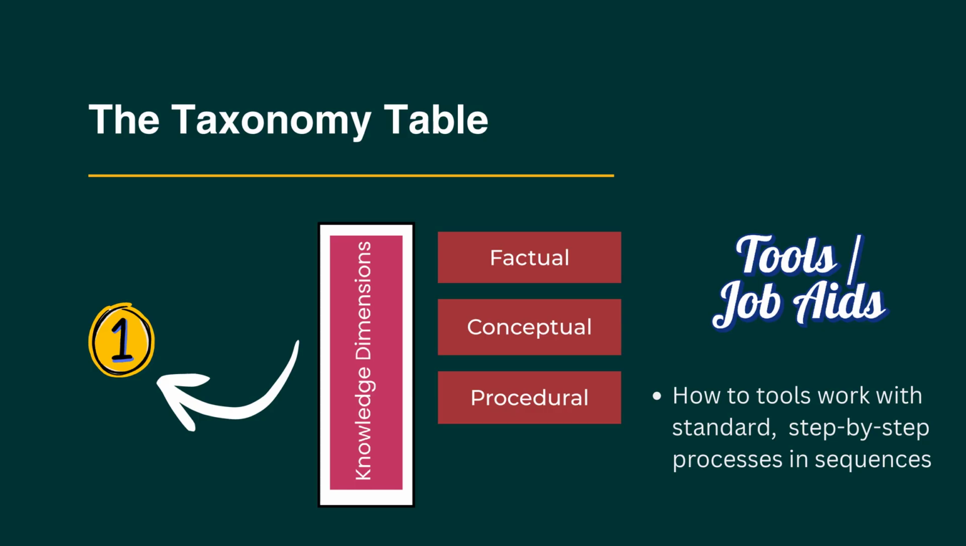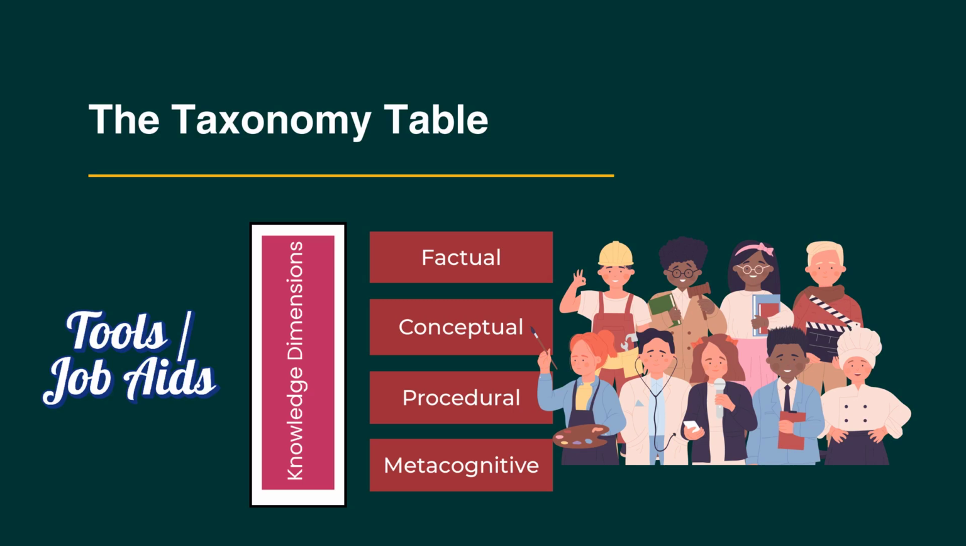In the taxonomy table, learning develops across 4 knowledge dimensions. Factual knowledge: knowing the terminology, details, and basic elements. Conceptual knowledge: understanding the relationships, categories, and principles. Procedural knowledge: applying step-by-step processes and methods. Next, we will talk about metacognitive knowledge in a separate video. Each dimension builds on the previous one. That's why it is important to move step by step, ensuring learners fully understand before progressing further.